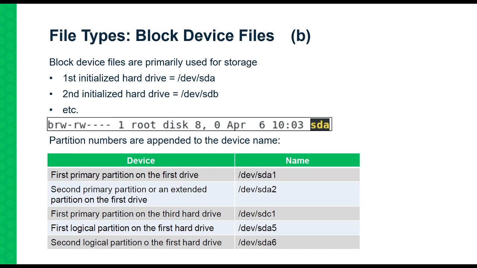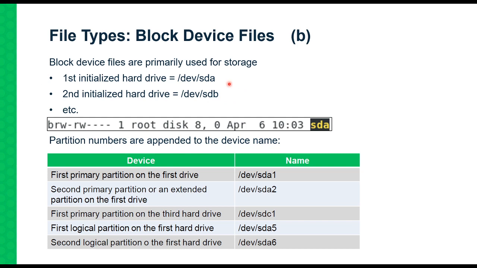Let's have a look at our device file called block devices, indicated by the B. So what's a block device? A block device file is primarily used for storage. So to give you an idea, the first initialized drive will be referred to in /dev as SDA, maybe solid disk A or SATA disk A. Then our second physical drive will be called SDB.